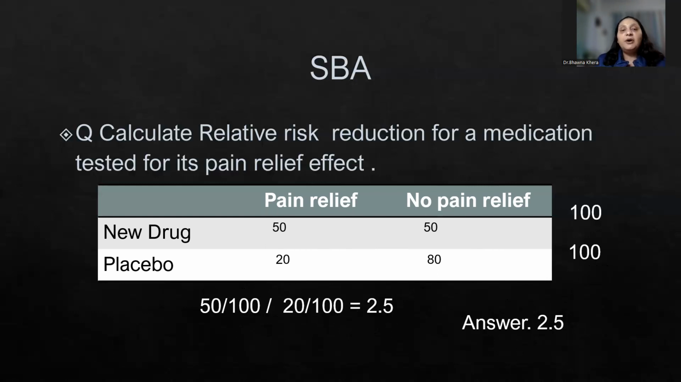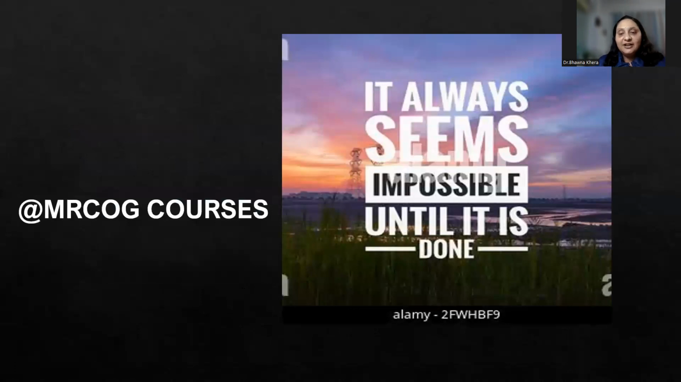So that was about the calculation of odds ratio and relative risk ratios, and their importance. I hope this was clear to you. It always seems impossible until it is done, and that is very true for MRCOG, particularly if I talk about biostatistics.